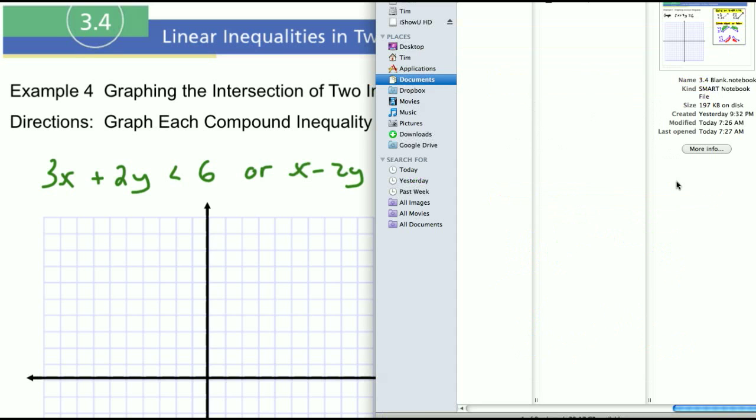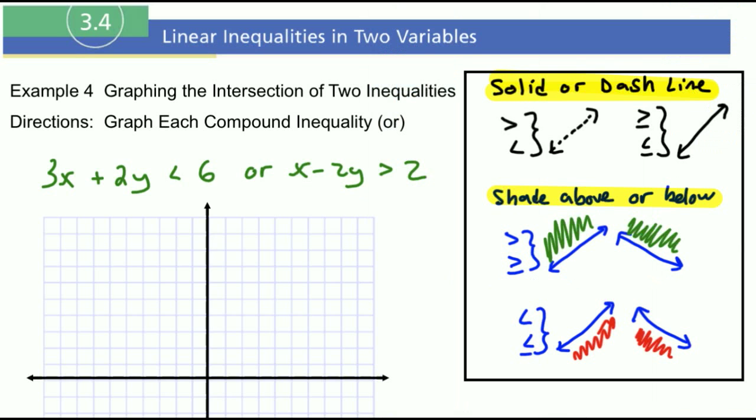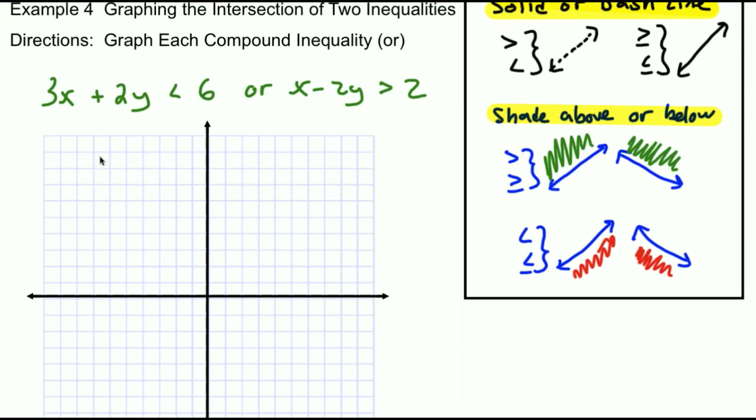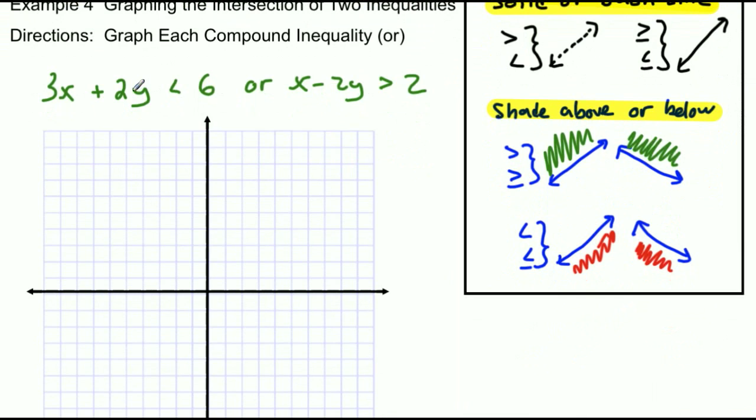So let's go ahead and graph these guys. The first thing that we have to do is write these in slope-intercept form. So I'm going to go ahead and start that over here. So 3x plus 2y is less than 6. I'm going to write this in slope-intercept form.